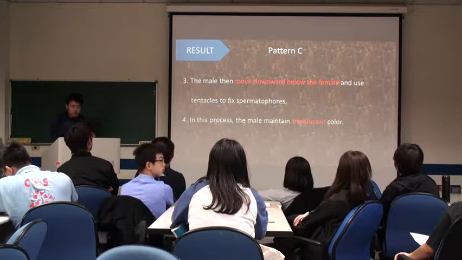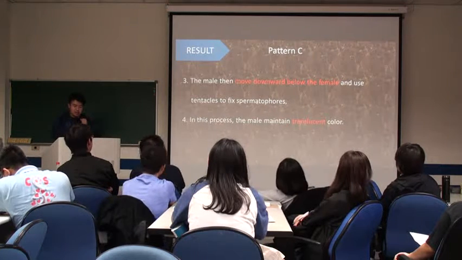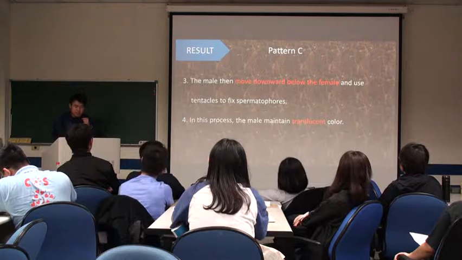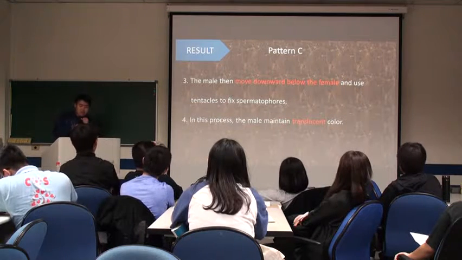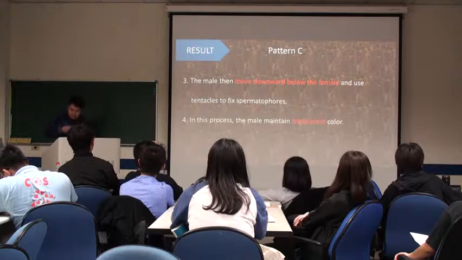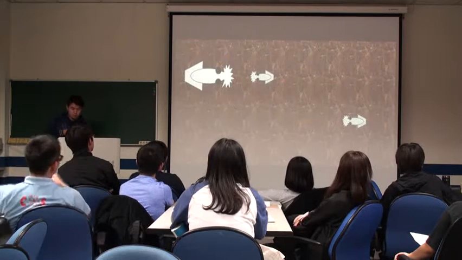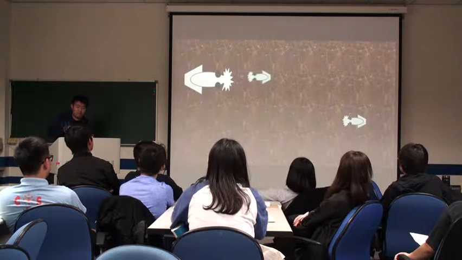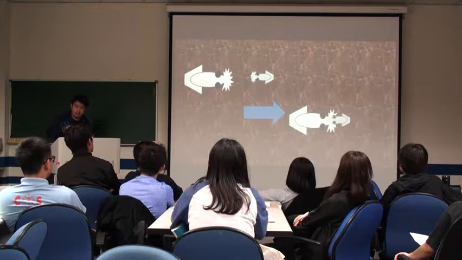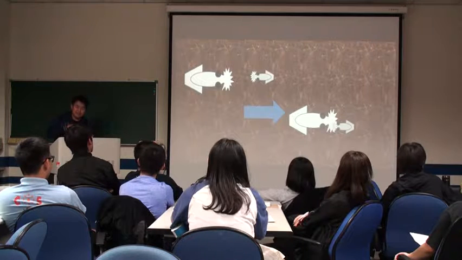The male will move down below the female and use the tentacle to fix spermatophores. In this process, the male maintains translucent colors. Translucent colors means it's the body color. So it will present like this. They will hover, and they will mate.